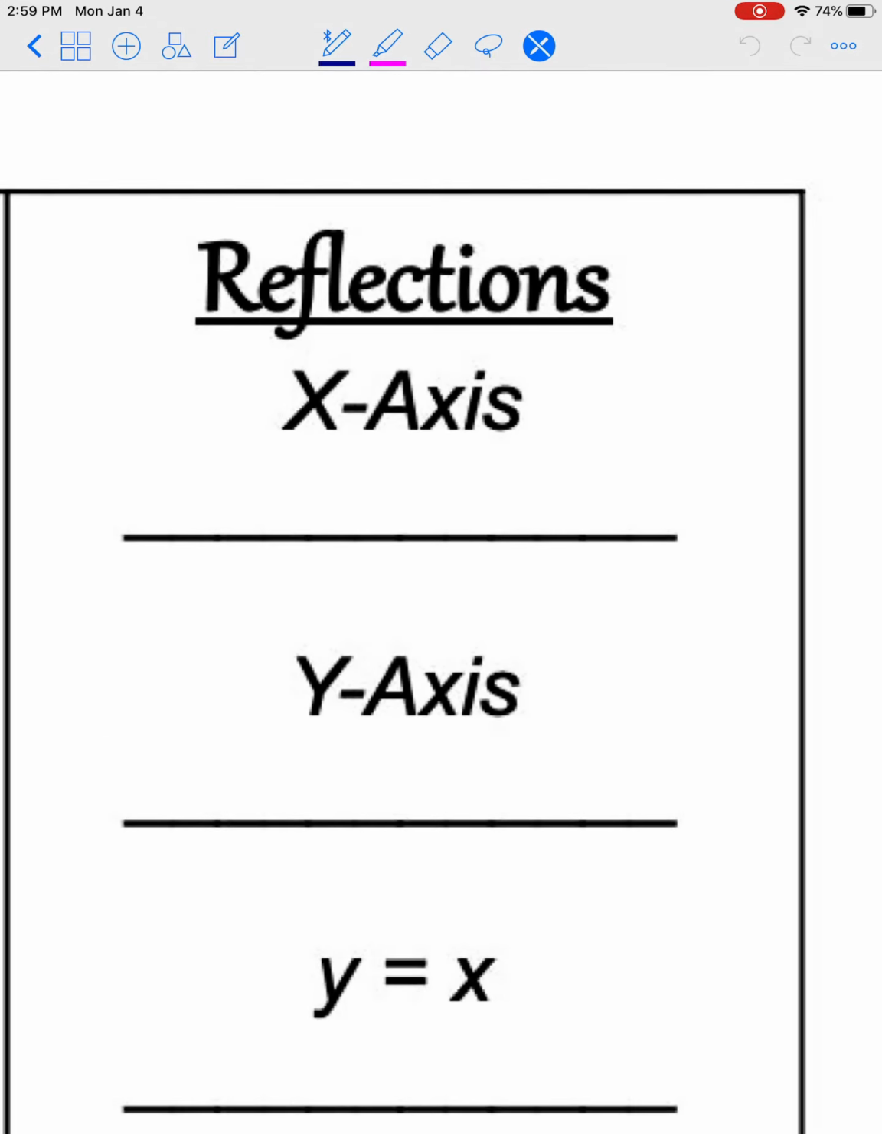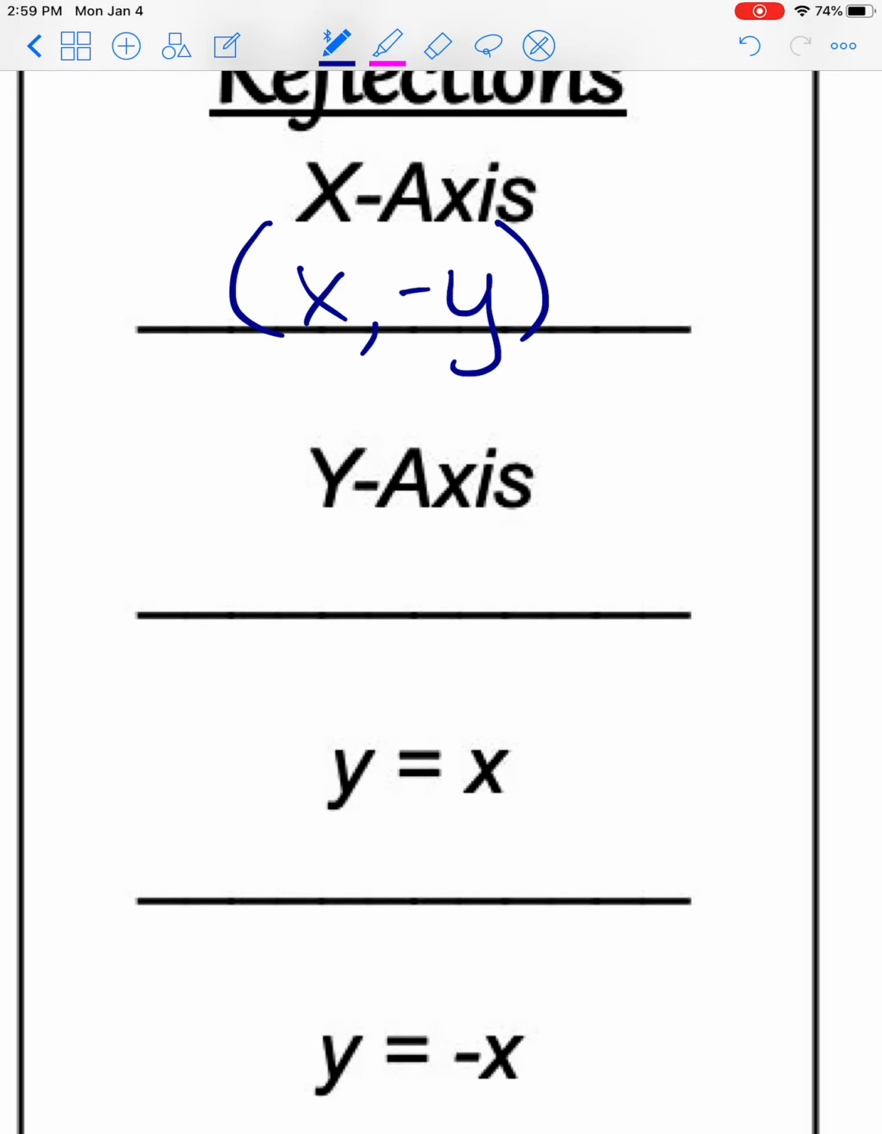So the pattern for x-axis reflection is just to take the x, leave it alone, and to change the sign of the y. That negative in front of the y does not mean make it negative. It means change the sign. So if it is positive, now it's negative. If it's negative, it's now positive. With the y-axis, we're going to change the sign of the x and leave the y the same.